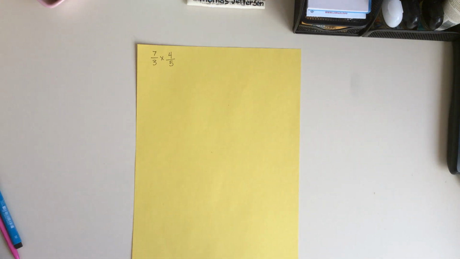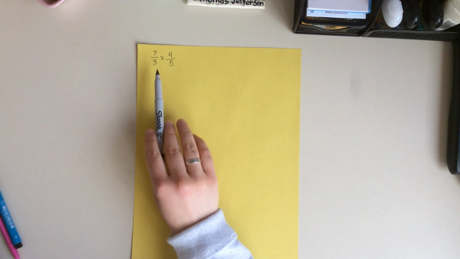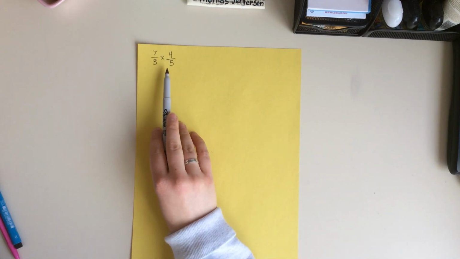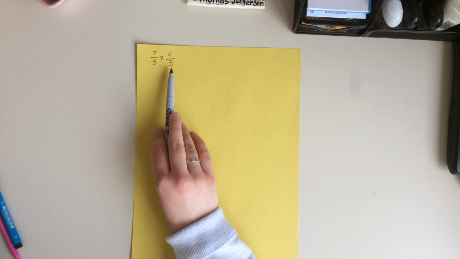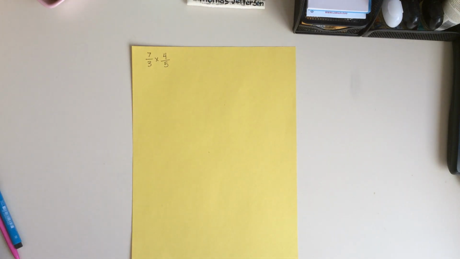And if we remind ourselves first of what multiplication is, it's when we have groups of the same size, we're going to bring those groups together and then count the total number that we have. So in this case, we have 7/3 times 4/5. That means we have 7/3 of 4/5. You'll see more how the grouping works as we go on with the problem.